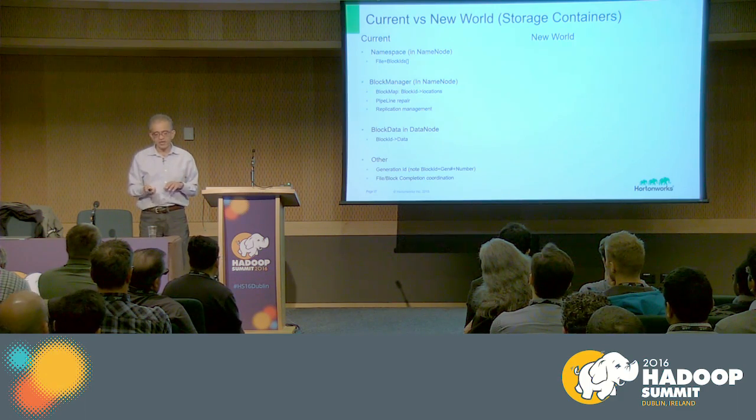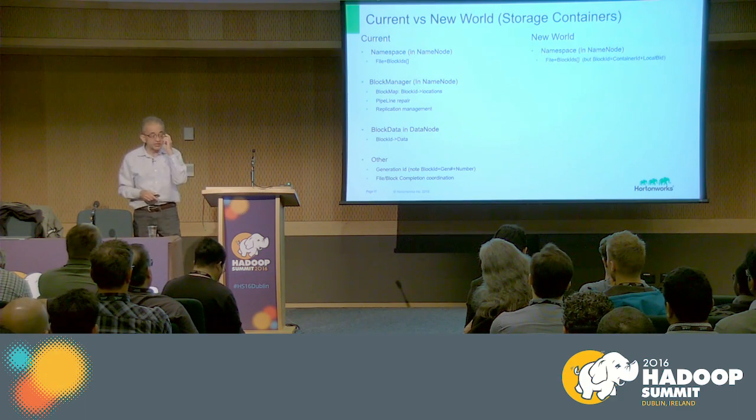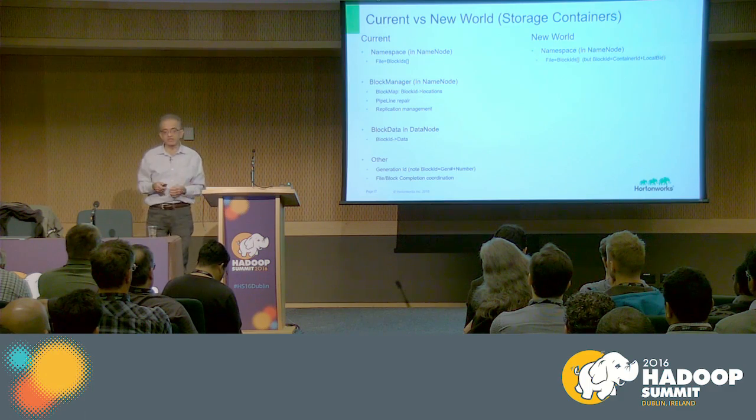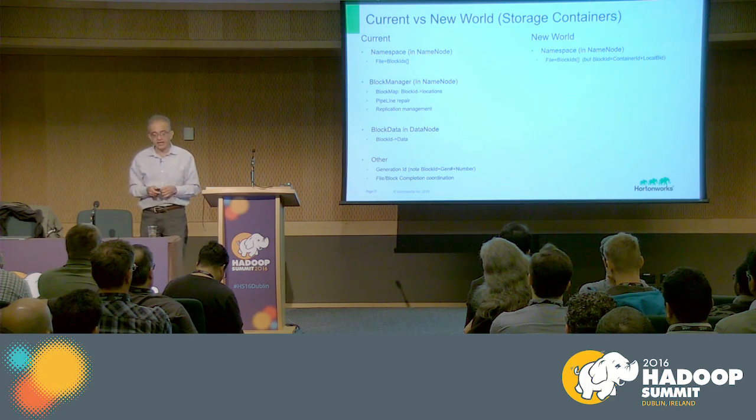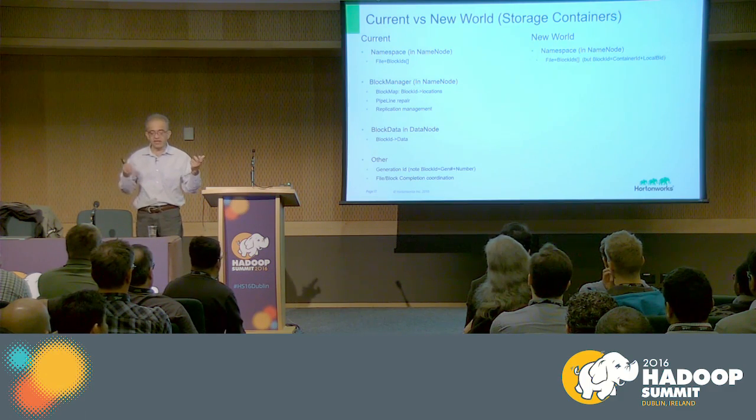And there are other things like generation ID, as I mentioned, to deal with failed nodes. There is some complicated code in the name node about block completion, file completion, to deal with failure conditions, things like that. In the new world, the namespace will still be in a name node or a name server. It'll be file goes to block IDs, but block ID now will have a container ID and a local ID. Okay?